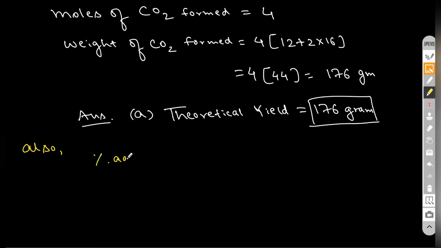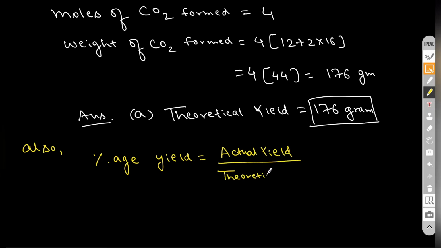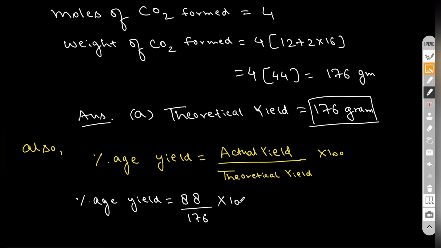Also we'll write that percentage yield is basically actual yield divided by theoretical yield multiplied by 100. This is the formula for percentage yield, right? In the second part we have to find percentage yield, simply putting the values. Actual yield for CO2 given was 88. Theoretical yield, which we calculated through stoichiometry, is 176, multiplied by 100. Answer will be 50%. So this simply is the answer for part B.